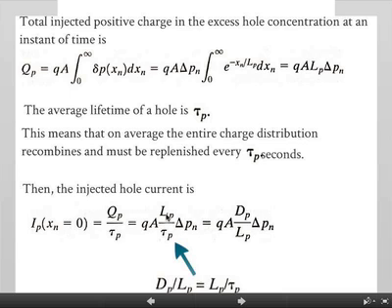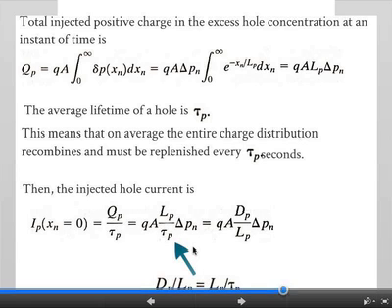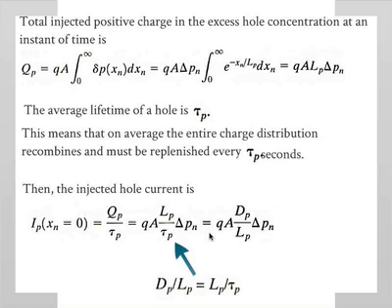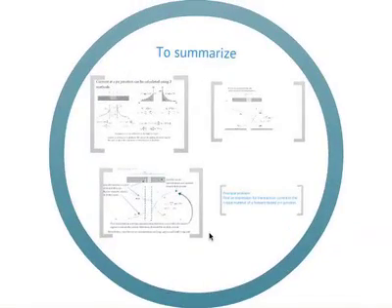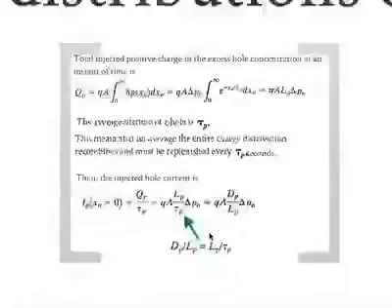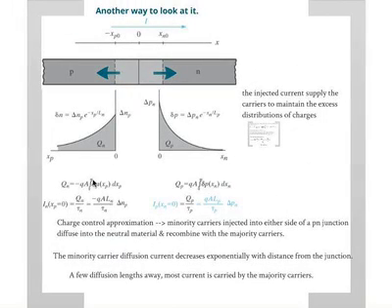Okay, so Lp over tau p is Dp over Lp. The diffusion coefficient is related to the diffusion length and the minority carrier lifetime. We defined all this later, so it's a simple substitution there. So let me just go back. The picture which is completed here is that the current here plus the current here will give you the previous diode equation as well.